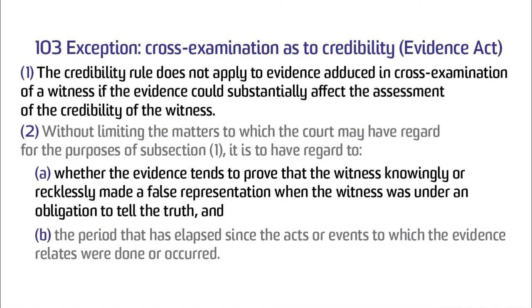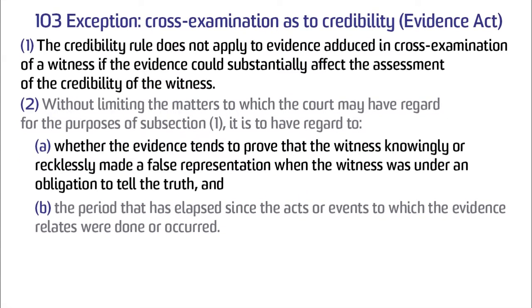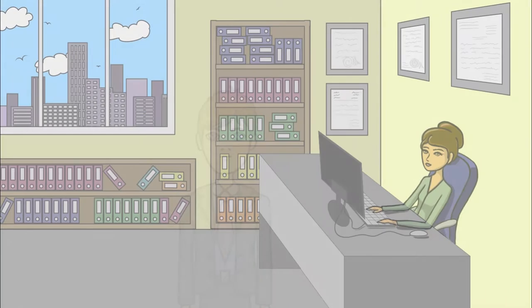Now read the provision. What do we think are the key words there? That's right. First, it must occur in cross-examination of the witness. That's our procedural aspect. And secondly, it must satisfy the threshold of substantially affecting the assessment of the witness's credibility. But enough with just the recitation of a provision. Let's take a look at an example.